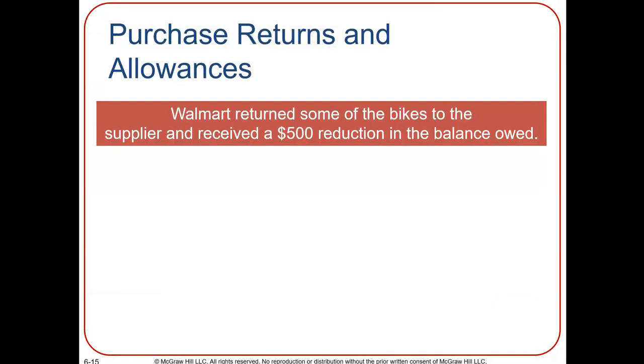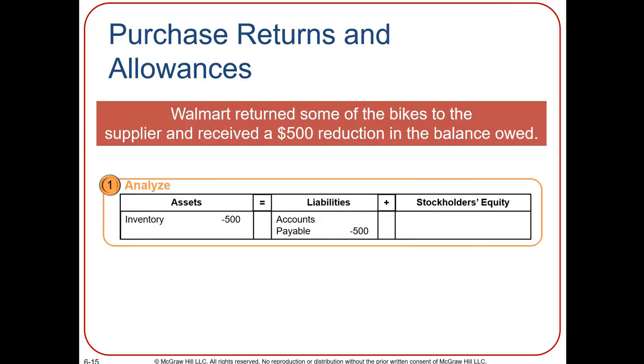All right. So purchase returns and allowances. Let's take a look at this one. Walmart returned some of the bikes to the supplier and received a $500 reduction in the balance owed. Remember, it was sitting there in inventory, and we said no, we're sending it back. At this point we don't know why. We just remove it out of inventory, and we show that we owe the supplier less because we shipped them the product back.